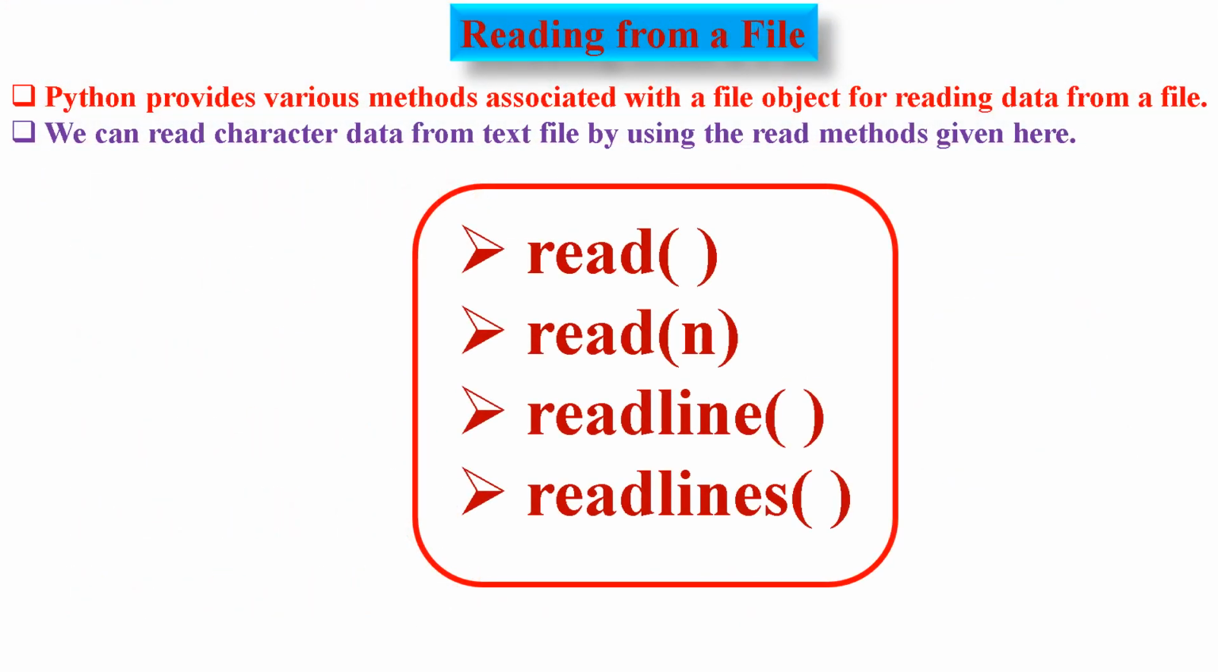The Python programming language provides the ability to work with files using the open function. Python treats some files as text files, where lines are separated by new line characters \n. You can open regular files with the parameter r. Now we are going to learn how to read data from a file. Python provides various methods associated with a file object for reading data from a file. We can read character data from a text file by using the read methods given here: read function, read of n function, readline function, and readlines function.